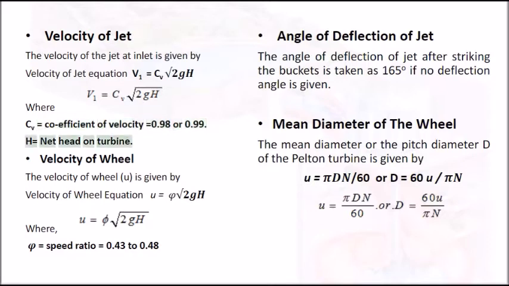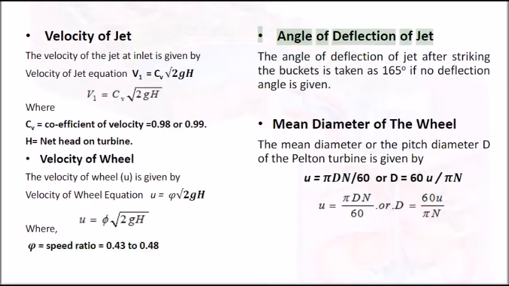H equals net head on turbine. Velocity of wheel. The velocity of wheel, U, is given by U equals phi times the square root of 2gH, where phi equals speed ratio equals 0.43 to 0.48.